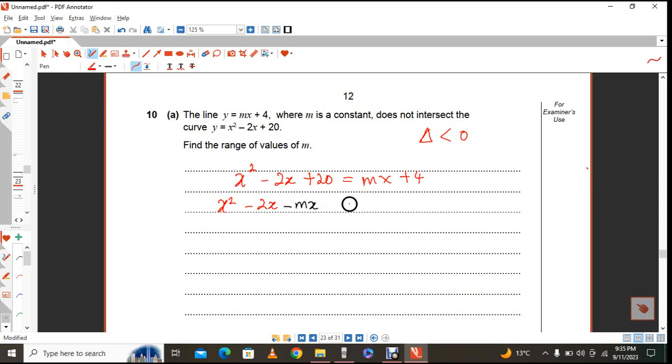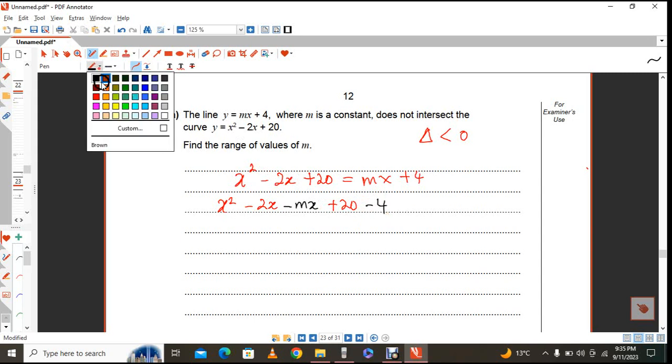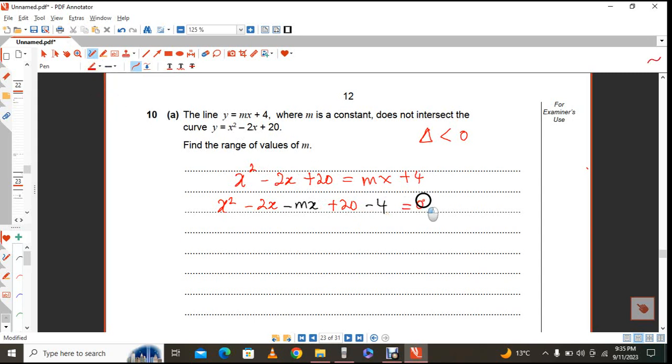Okay, and then you have got your 20 over here, and of course if you were to bring that 4, it becomes a minus 4. All right, so this equals 0. So this gives me x squared minus, of course negative and negative give you a positive, but I'm just going to leave it as minus 2x minus mx for now, plus 16 is equal to 0. Okay, right, so let's just take our critical values over here.